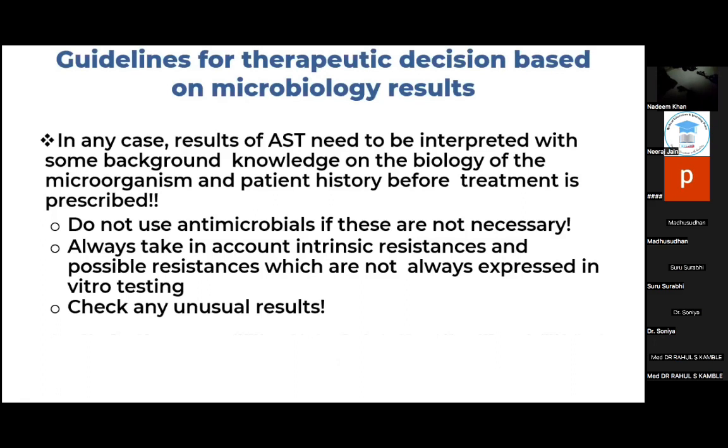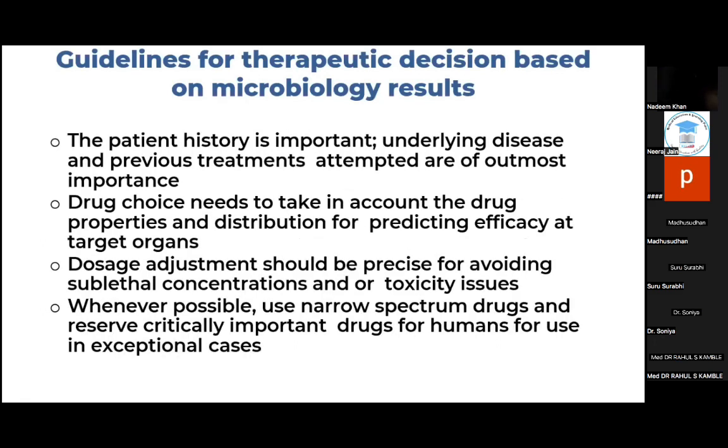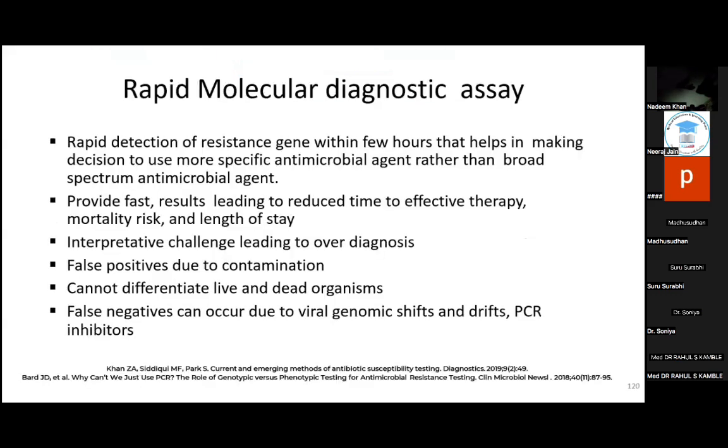In any case, the result of sensitivity testing needs to be interpreted with some background knowledge of the biology of the organism, as said before. Do not use antimicrobials if they are not necessary. Always take into account the intrinsic resistance of the organism. Patient history is important. Drug choice needs to take into account the pharmacokinetics and the pharmacodynamics. Whenever possible, use a narrow spectrum antibiotic, and reserve the most important drugs for reserved cases only. So that was about the sensitivity testing.